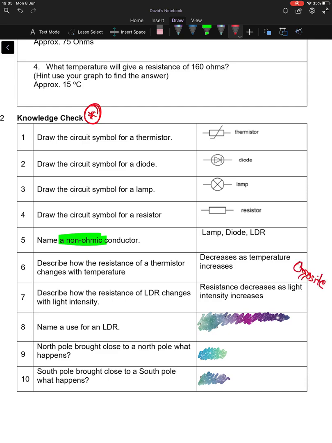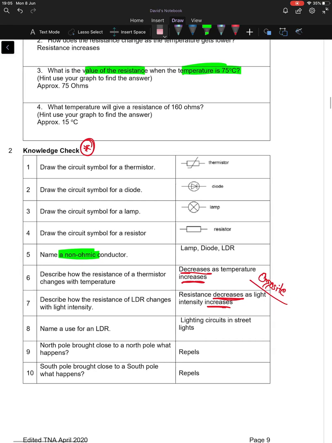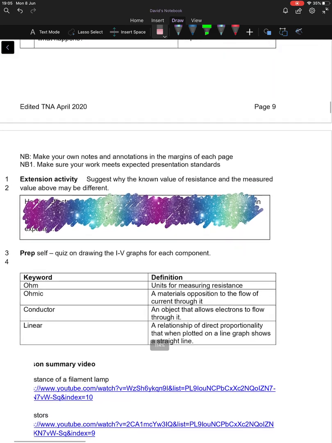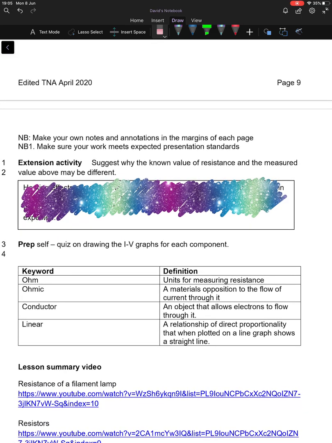Don't forget, these can also be written in the opposite manner. As the temperature decreases, resistance would increase. As light intensity decreases, the resistance would increase. We've mentioned uses for LDRs: lighting circuits in street lights, automatic lights, and just to remind you about magnetism if you've ever done that before. Just jogging your memory on magnetism. Repels and repels. Good.